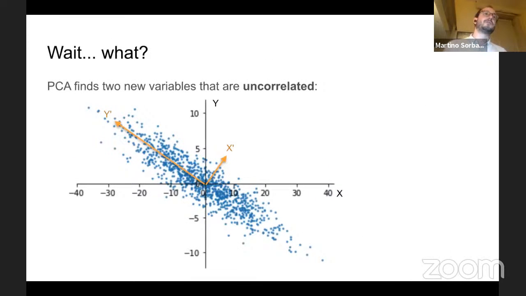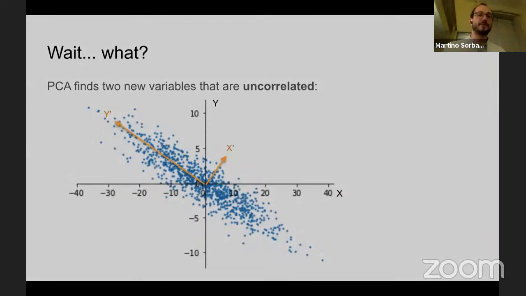Okay, so there is a certain amount of variance, of total variance. Some of it is in this dimension, and some of it is in this dimension. Okay, so we can disentangle those.